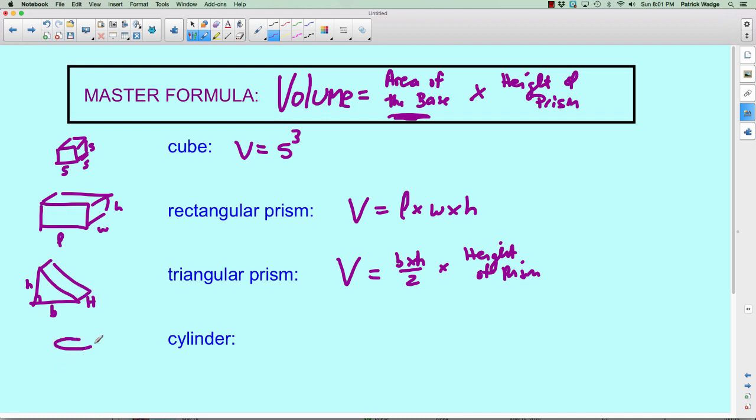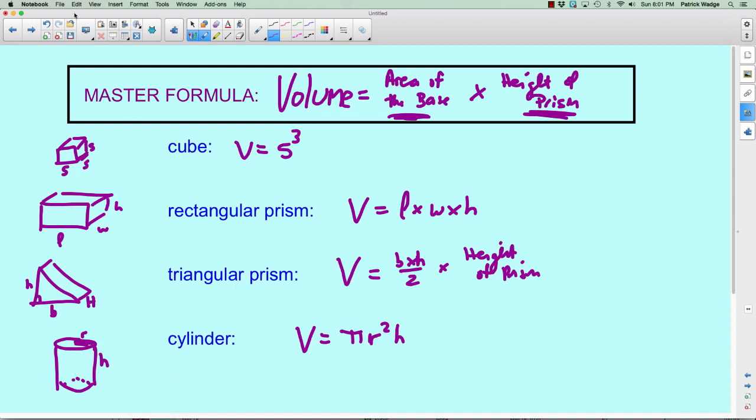All right, cylinder. Toilet paper roll, right? Formula for that? Well, you got to get the area of the base. The base is a circle this time. Remember what the formula is for the area of a circle? It's pi r squared. And then you're going to multiply that by the height of the prism. So multiplied by h. Pi r squared h. Here's your r. R is the radius. It's halfway across the circle. And h is the height.